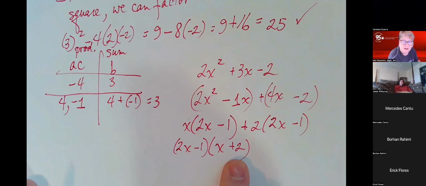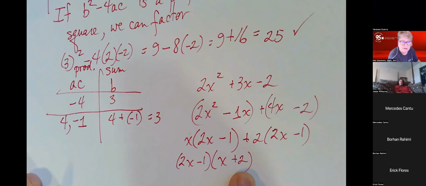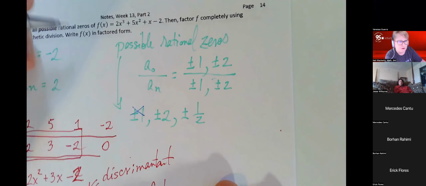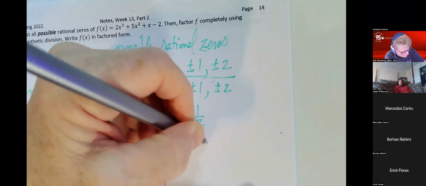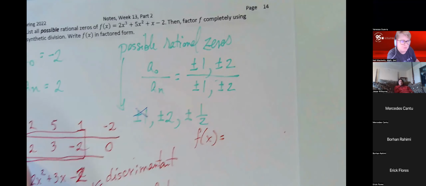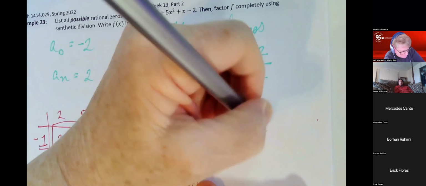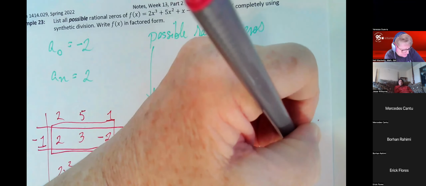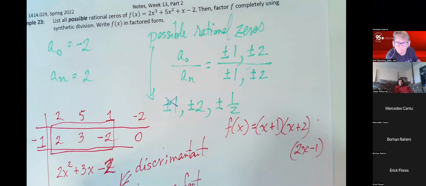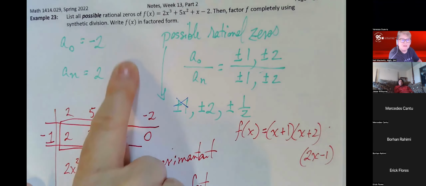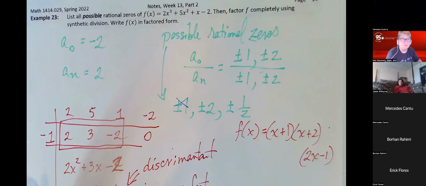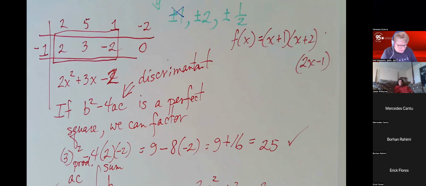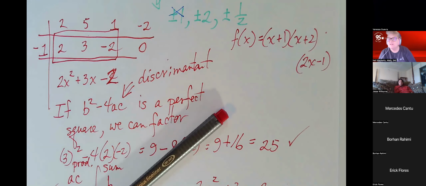That means if we had tried -2, it would have worked. And if we had tried +1/2, it would have worked. So that our final function, f of x, is equal to x plus 1 times x plus 2 times 2x minus 1. So that's f of x in factored form, and we factored completely using synthetic division. That's our time up. I'm going to go ahead and stop the recording.